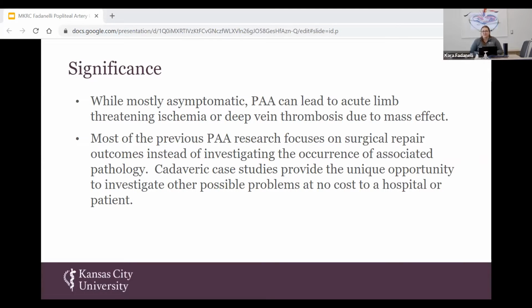And so most of our previous PAA research focuses on the surgical repair outcomes instead of looking at other associated pathology. So that's why a cadaveric case study is going to provide us a unique opportunity to investigate those other possible problems, and it's not going to be at any cost to the hospital or the patient, either monetarily or in their health.